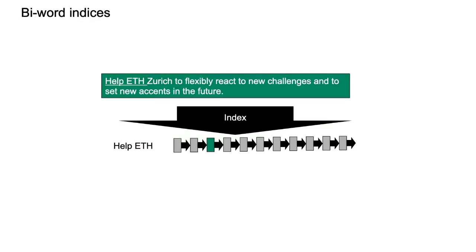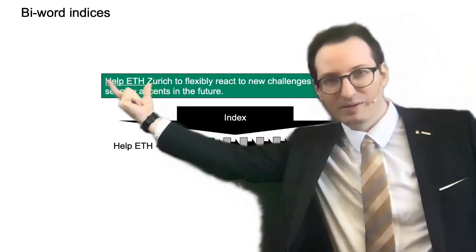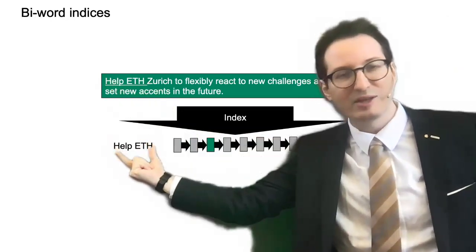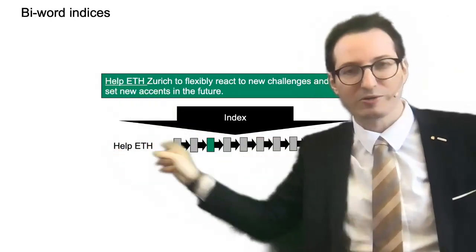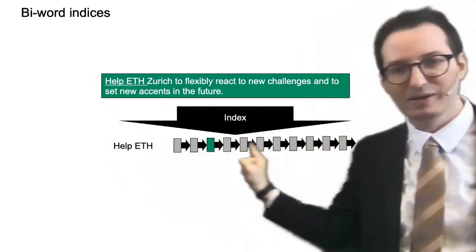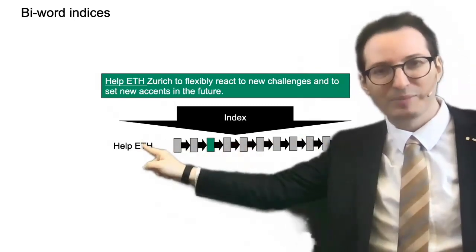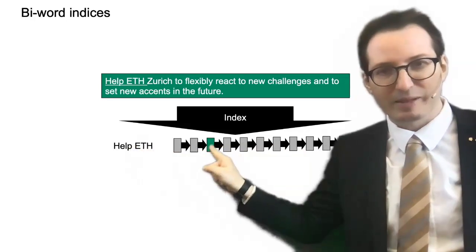So for example, imagine that I have this web page. It's an actual one, I think: help ETH Zurich to flexibly react to new challenges and to set new accents in the future. What happens is that we have this sliding window of two words, and you can see it with the underline that I put right there. And we index help ETH as if it were a term. Previously, it was a single term. And now I put all of the document IDs that contain help ETH, one after the other. And that might be the one, right?